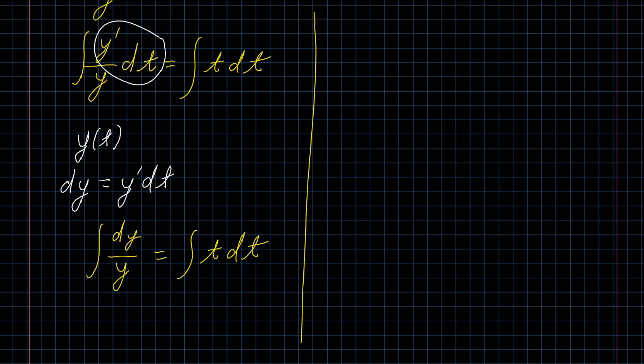The integral of dy over y is the natural log of the absolute value of y. The integral of t dt is 1/2 t squared, and my original two functions were equal to each other, but when I integrated, they could be different by at most an arbitrary constant. So I have a plus c hanging out in here.